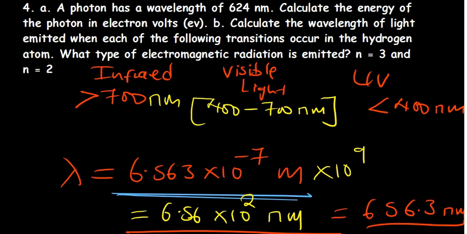If it was greater than 700, we would say it's infrared, and if it was less than 400, we would say UV. Okay.